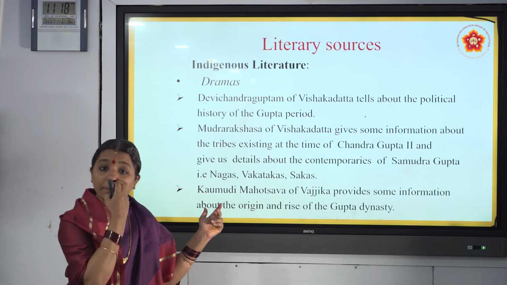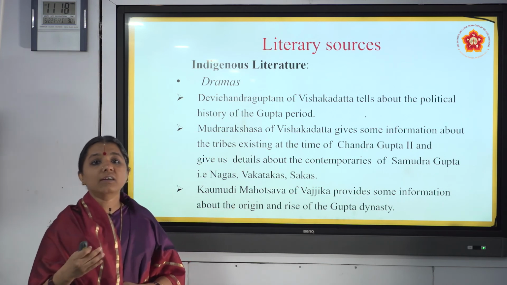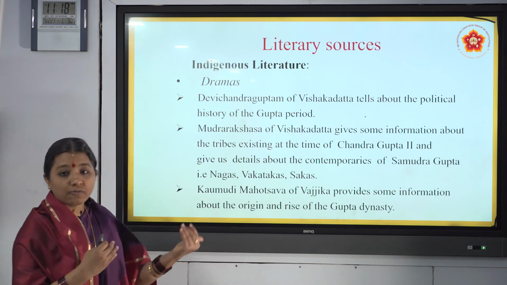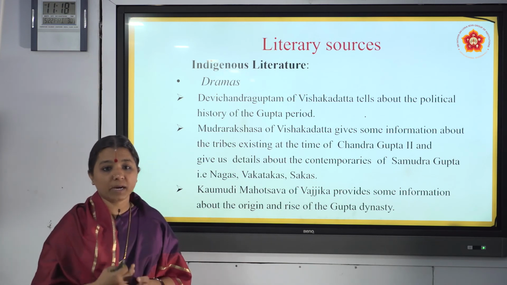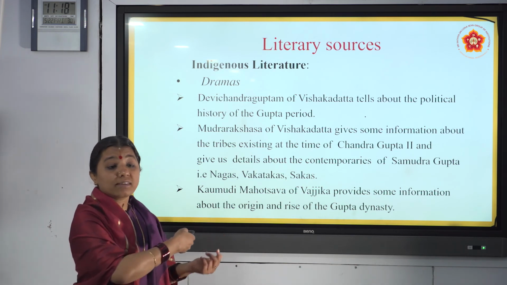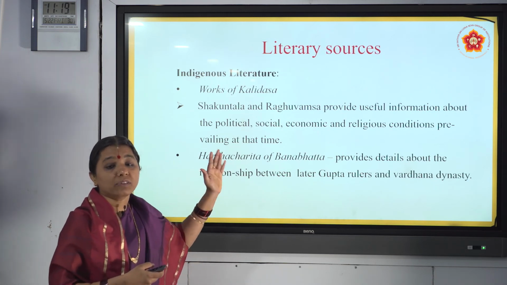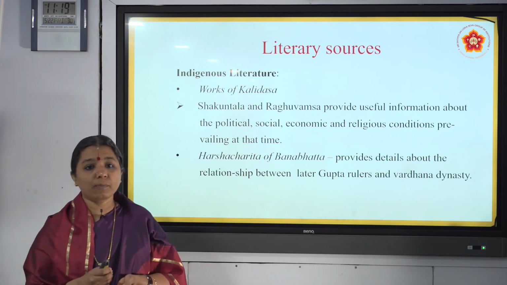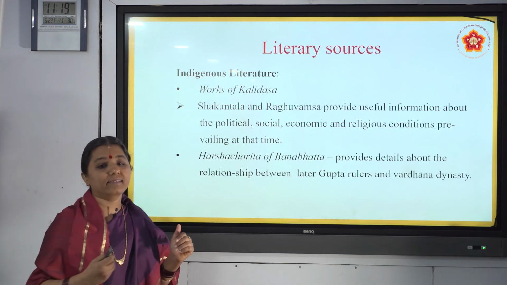Another important play is Kaumudi Mahotsava, written by a lady scholar, Vidya Vajjika. It provides information about the origin and the rise of the Gupta dynasty, and also it tells about the political condition of Magadha during the Gupta period. And next we moved on to Kalidasa's works, the Shakespeare of India. His drama Abhijnanashakuntalam and the epic Raghuvamsa provide many useful information about the political, social, economic and religious conditions prevailing at that time.